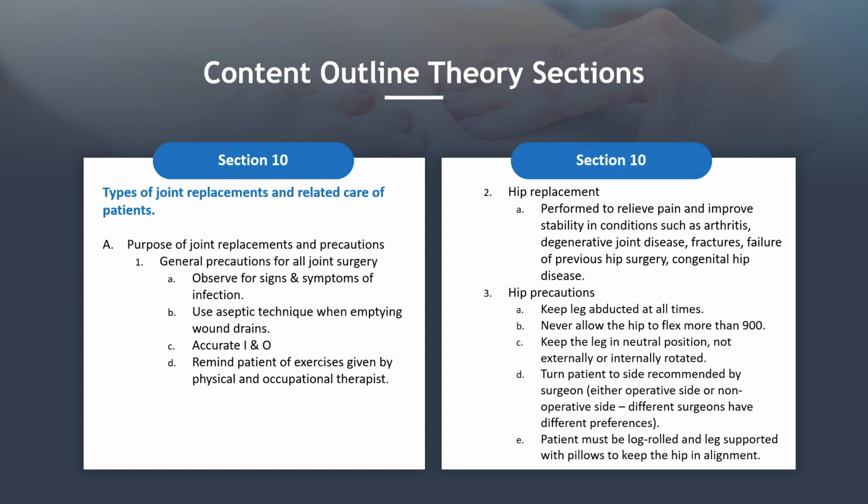Never allow the hip to flex more than 90 degrees. Keep the leg in neutral position, not externally or internally rotated. Turn patient to the side recommended by the surgeon. Patient must be log rolled and leg supported with pillows to keep the hip in alignment.